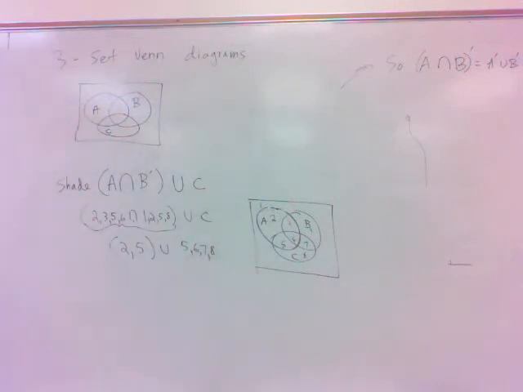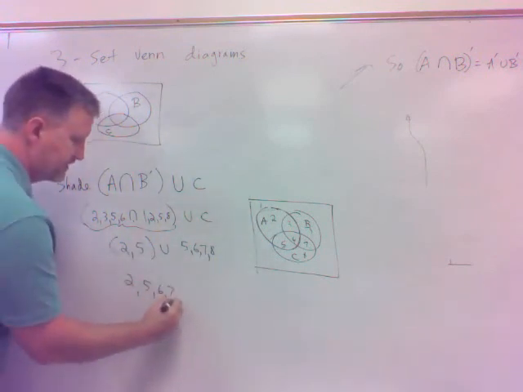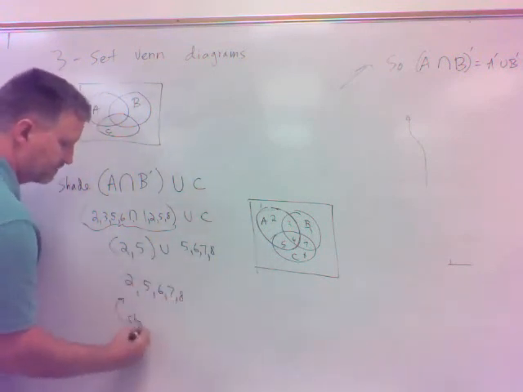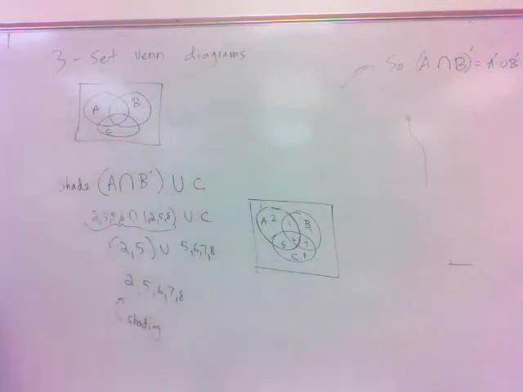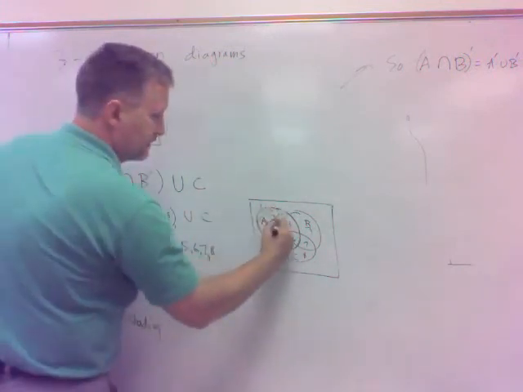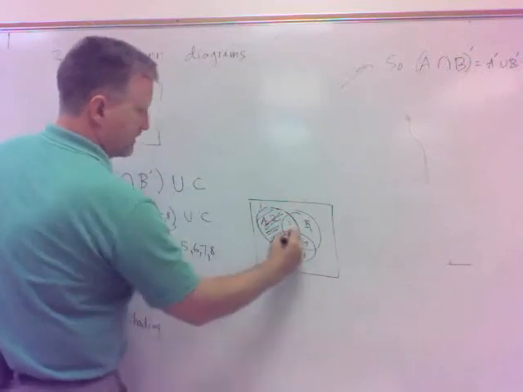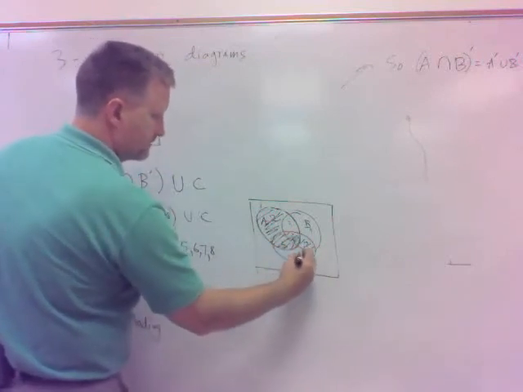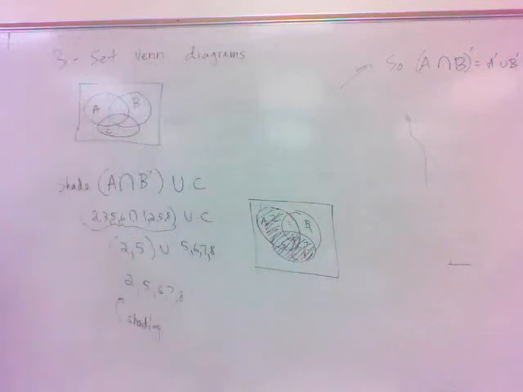So what do I get? Union means put everything of those two together. So I put everything here, combined with everything here, what do I get? 2, 5, 6, 7, 8. That's my shading by my number system. I'm going to shade 2. I'm going to shade 5. I'm going to shade 6, 7, and 8. So A intersection B complement, union C. That's it. One more? Let's do one more.